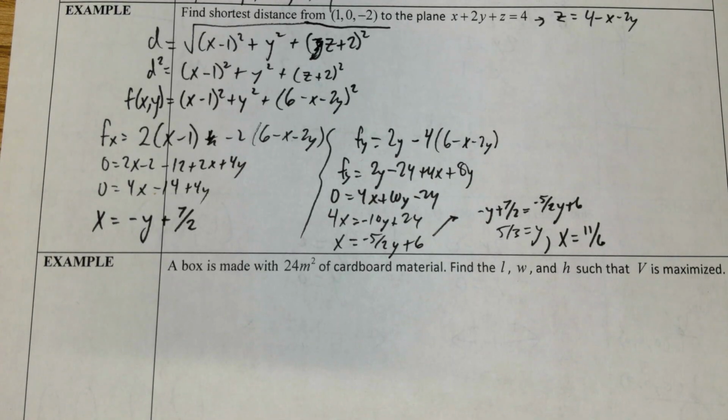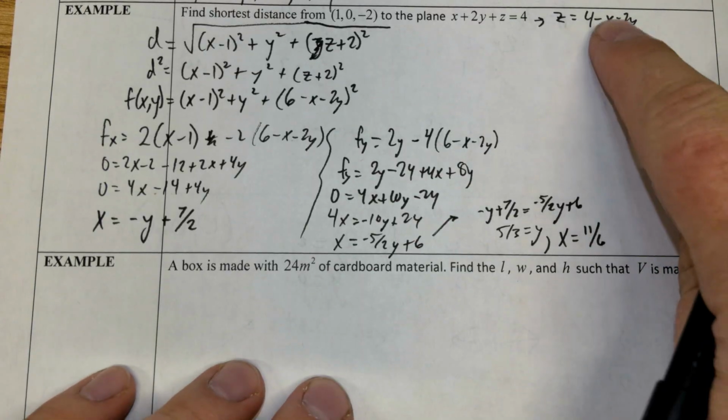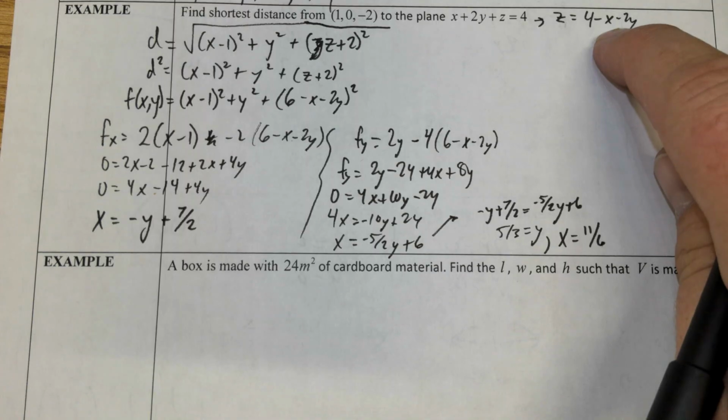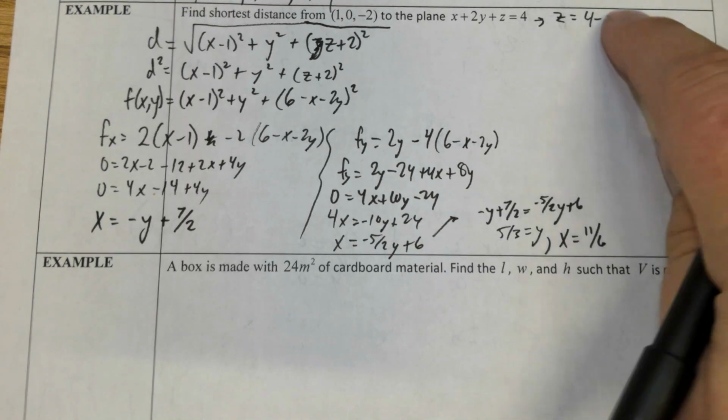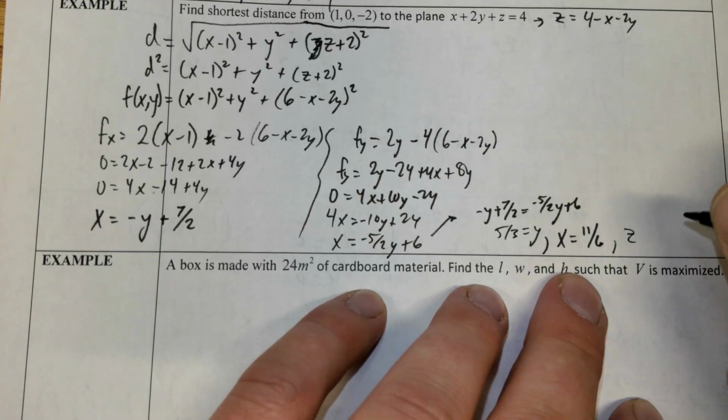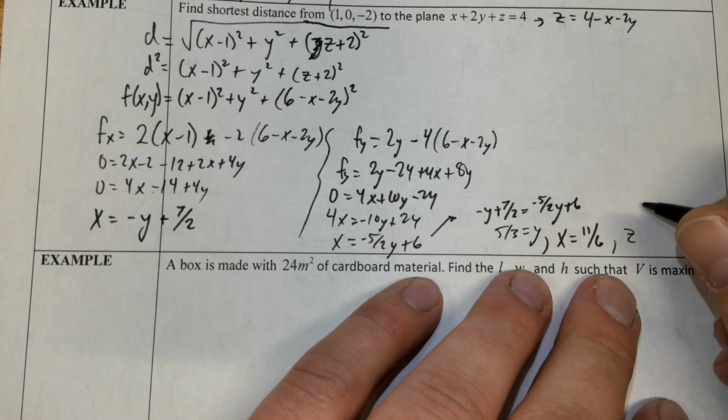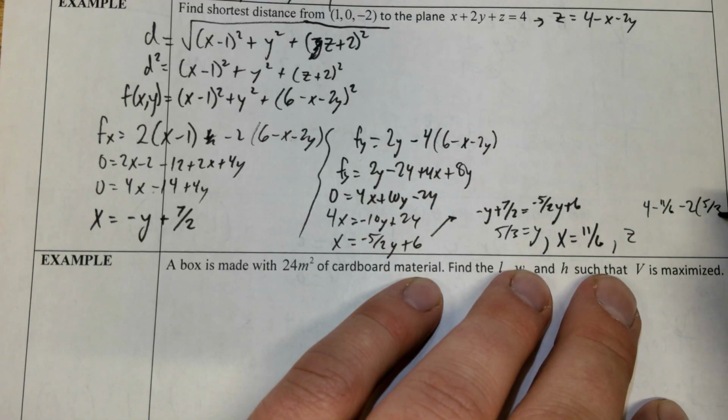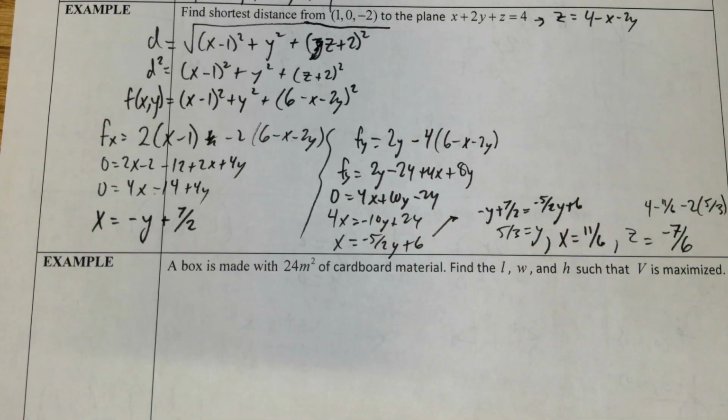Well, now if I wanted to find z, I only have one relationship that compares x and y to z. So when I plug this in up here and calculate, a little bit off the page, 4 minus 11 sixths minus 2 times 5/3, I promise you I get negative 7 sixths.